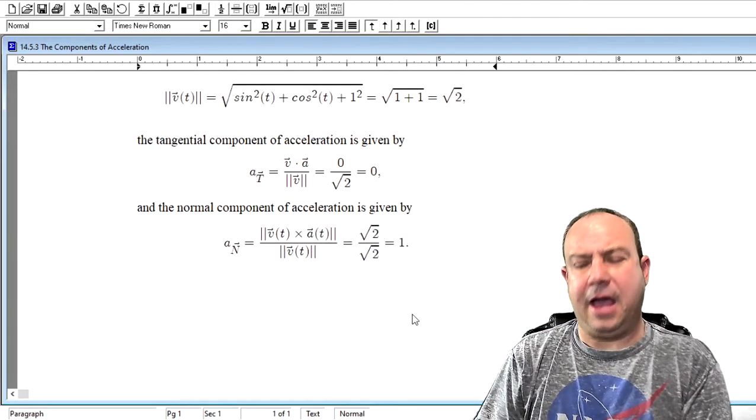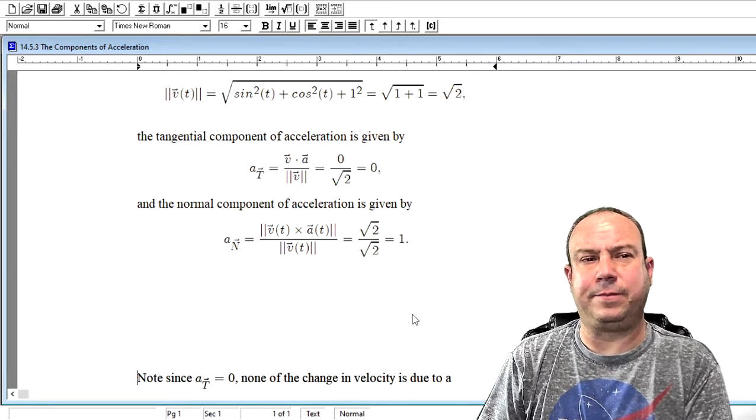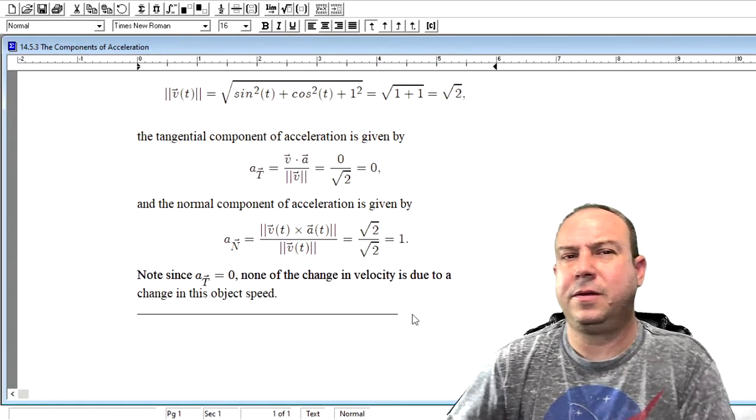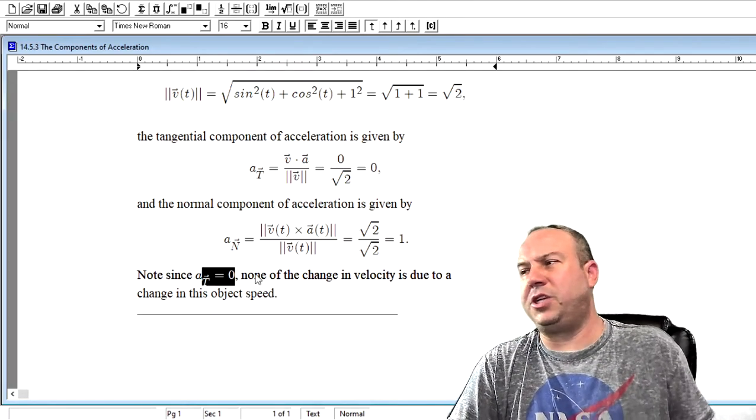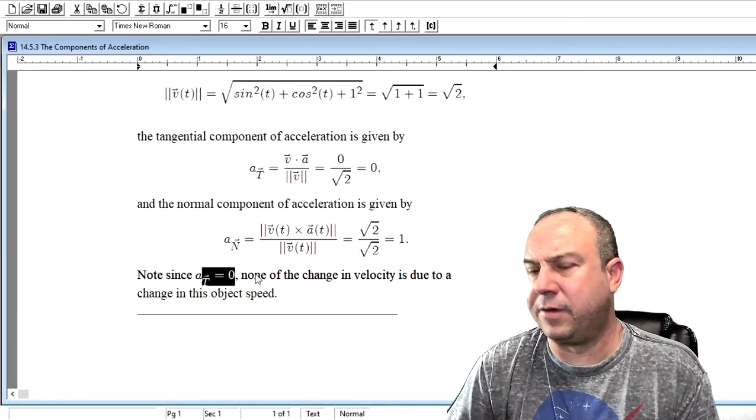All right? And we do make that final note here. Note, since a of t bar is equal to 0, none of this change in velocity is due to a change in the object's speed, folks.